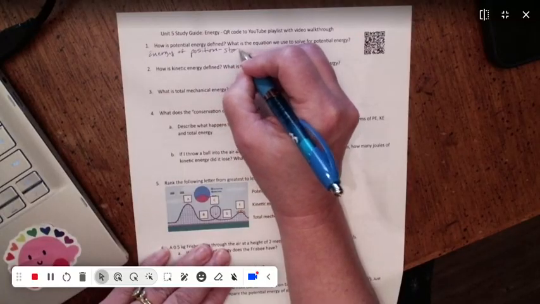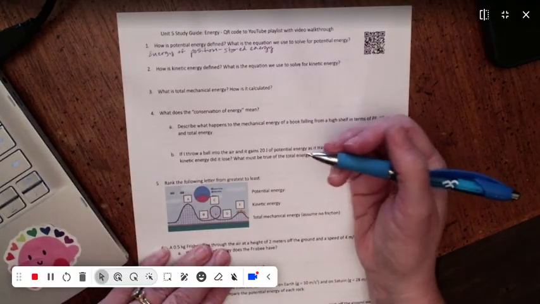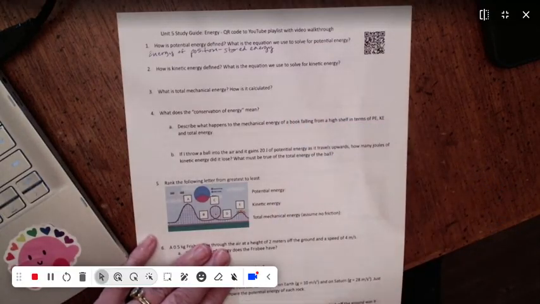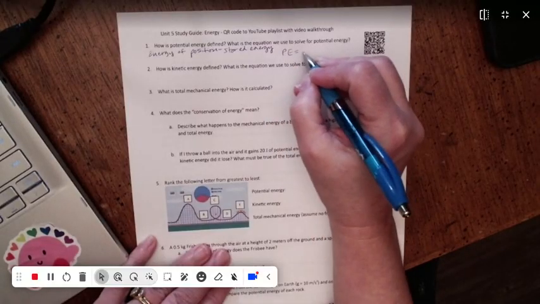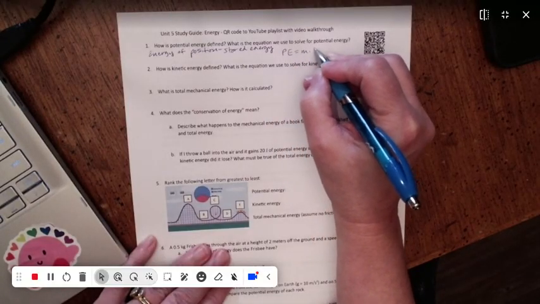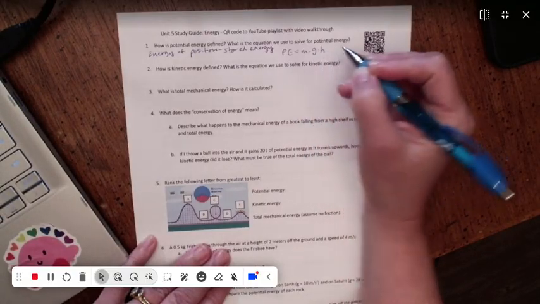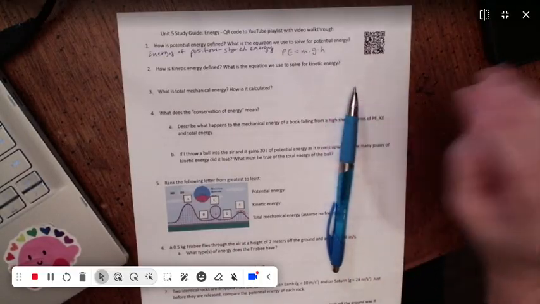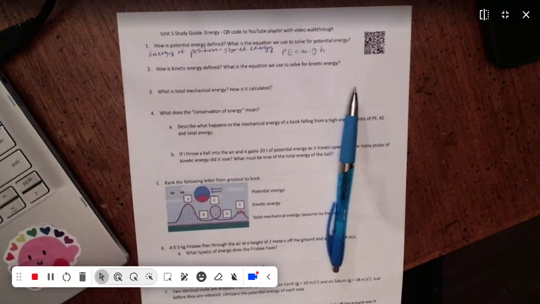We also refer to this as a stored energy. It's like an energy waiting to convert into something else. And the equation we use is PE equals mass times g times h. g is our acceleration due to gravity, and h is our height, again above a reference point. So it might be the Earth, but when we did our roller coasters, some of us had the table as our zero height point. So it just depends on how you define your scenario.